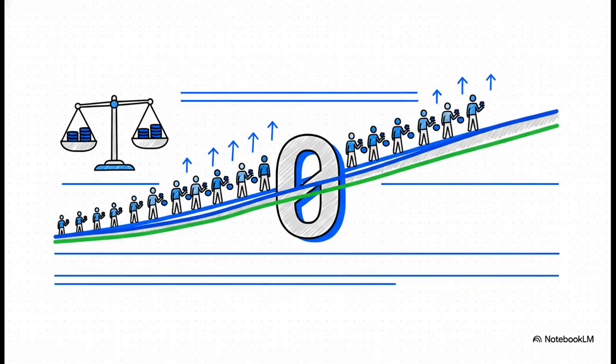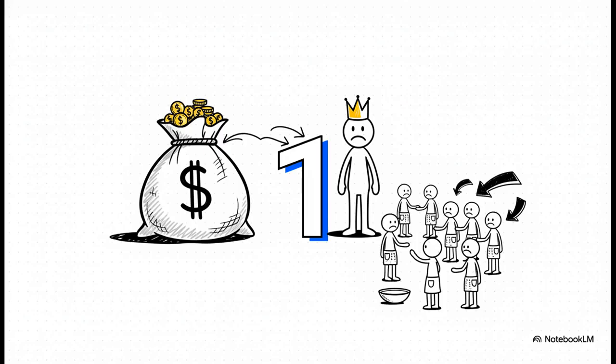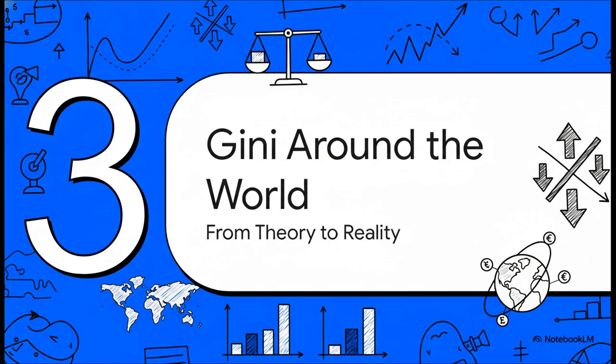Let's talk about the scale. A Gini Index of 0 means perfect equality. The blue reality curve would lie right on top of the green line. Everybody would earn the exact same amount. It's a theoretical ideal, right? And then you have the other extreme, a Gini of 1. That's total, absolute inequality. A world where one single person has all the money and everybody else has 0. Nothing.